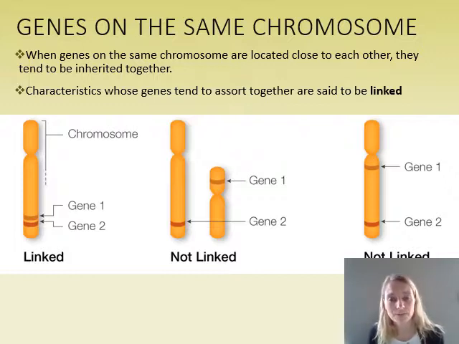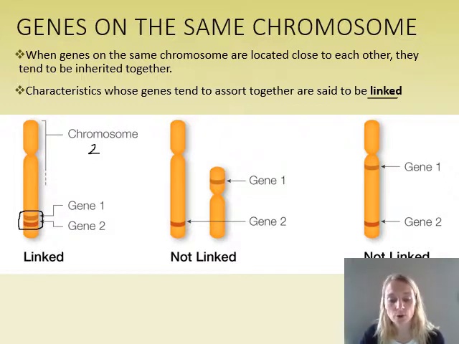Because what happens if you have 2 genes that are very close to each other is they don't independently assort. They stay close together. So we call these linked genes, right? So here's our term. Characteristics whose genes tend to assort together are said to be linked. So if here you have, say, chromosome number 2, and gene 1 and gene 2 are really close together, the likelihood that both of those are going to be carried into that same gamete is really high.